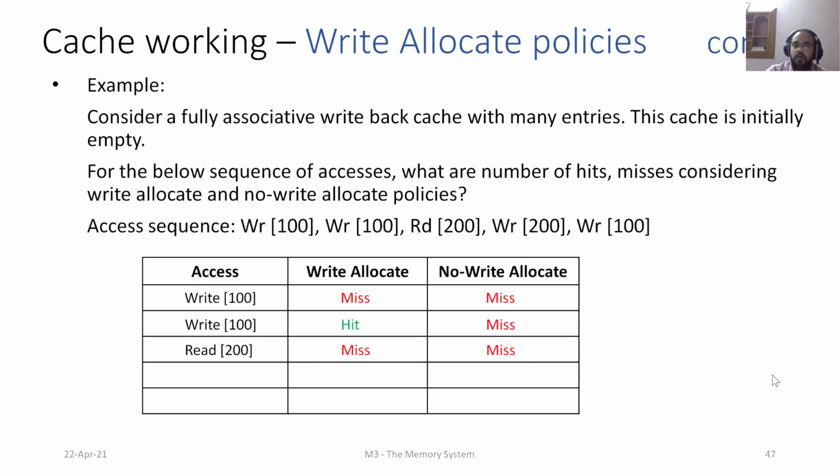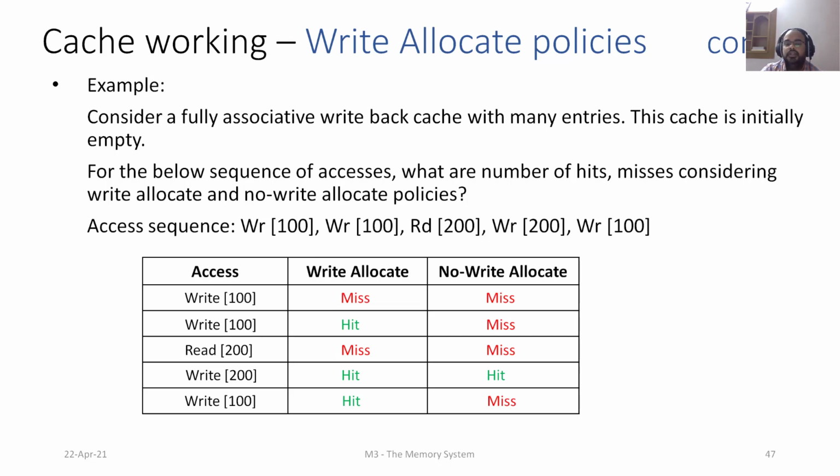So the block is brought into the caches and kept in the cache for any future accesses. Accordingly, the next write to the same location 200 will be a hit in both of them. And let's say the last access again is a write to location 100. This is a hit in the write allocate cache, but it will not be a hit in the no write allocate cache.